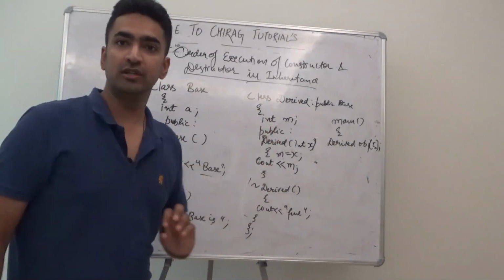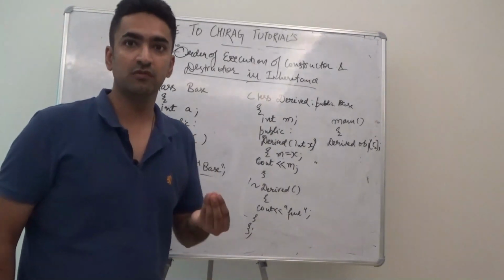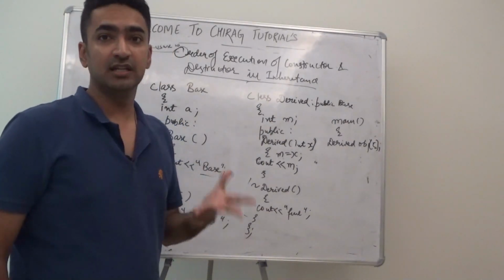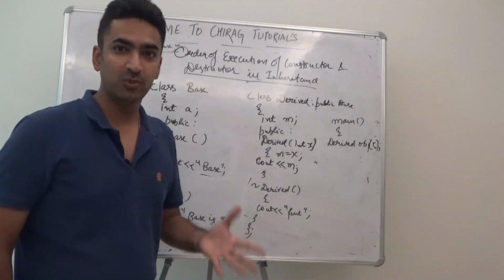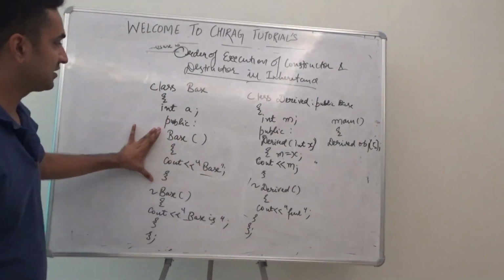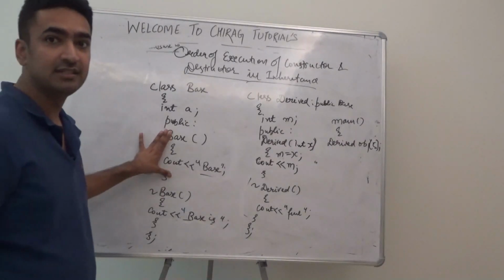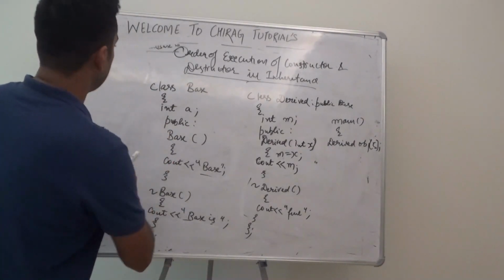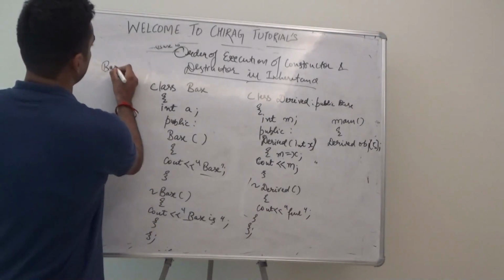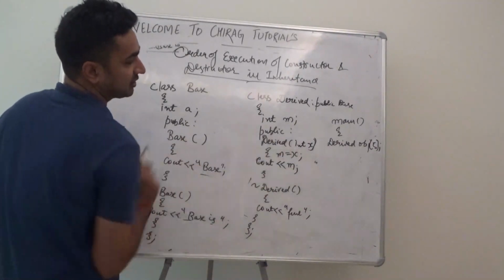But the moment it goes to the derived class, firstly the execution will always remain the same. The constructor of the base class will get called. So we have got base and it's displaying base only. So we'll get base as a start. Then the derived class constructor gets called.